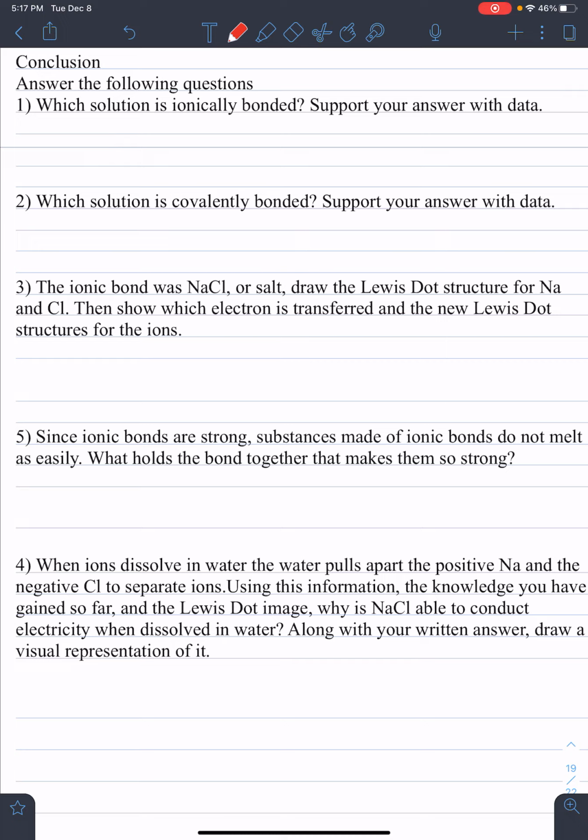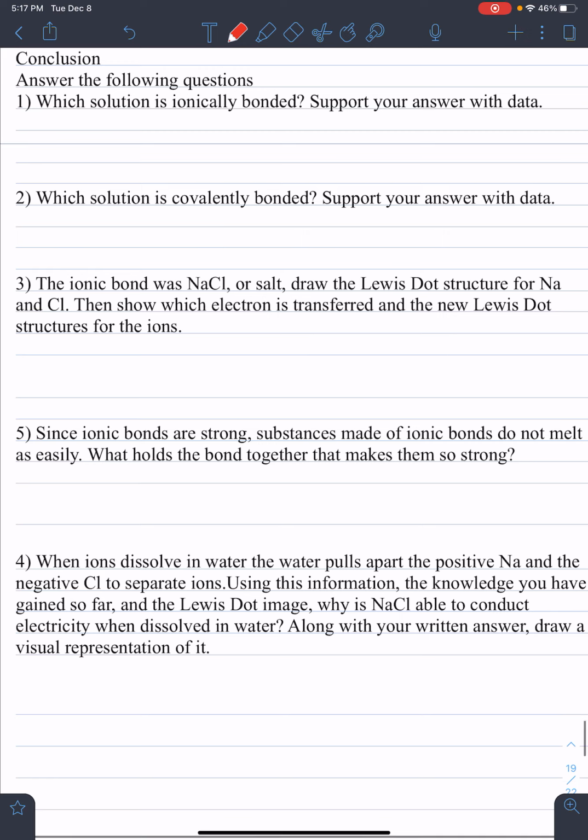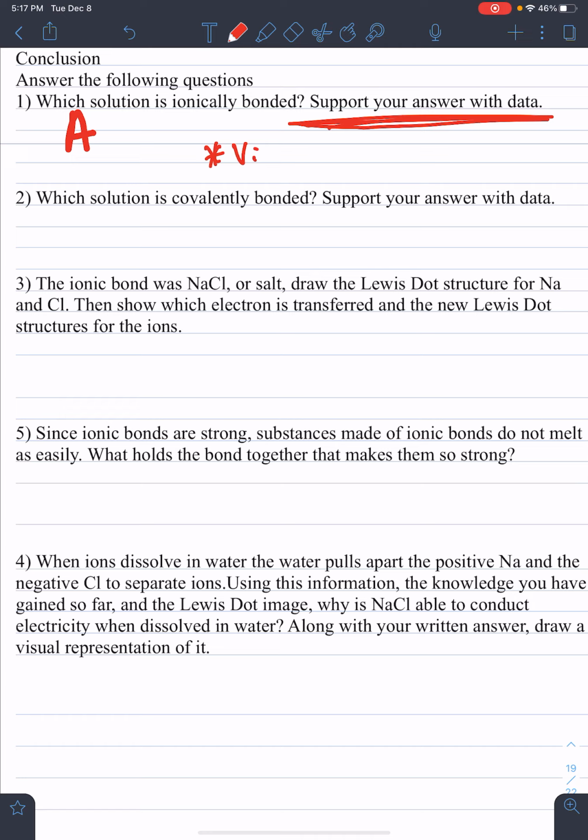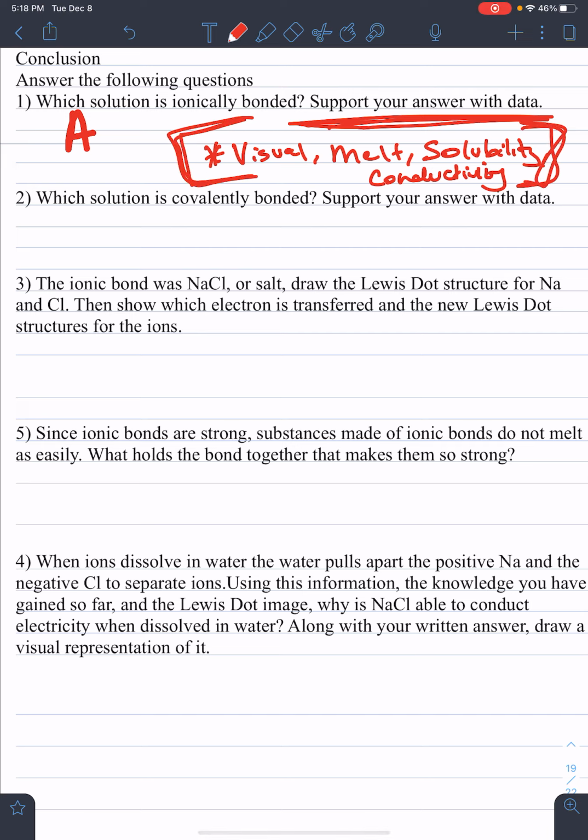So number 1 says, which solution is ionically bonded? Support your answer with data. So hopefully from the video you're able to see that A was the one that was ionically bonded. And then over here, make sure that you're supporting the answer with data. So this is going to be things like the visual appearance, the melting, the solubility, and the conductivity. So make sure that you do it with multiple of these. Don't just give me one of them. Give me at least 2, 3. You can give me all 4 to support your answer.